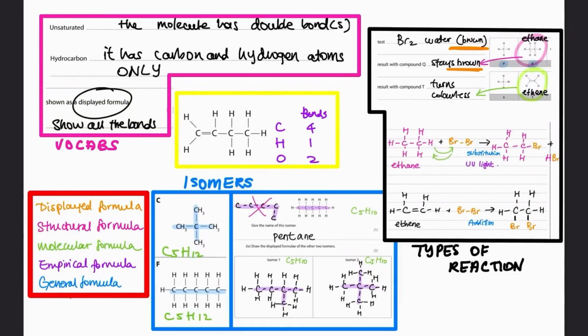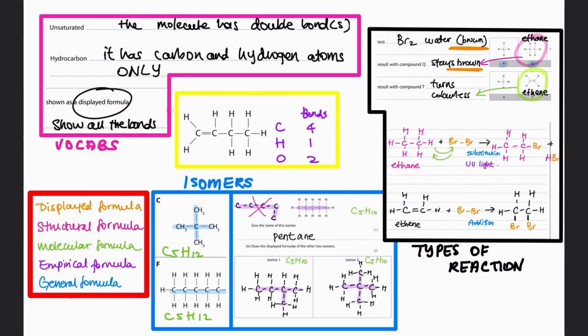Okay, so the best part of the video, which is a 1-page recap. Let's go. Pink box definitions, unsaturated, keywords, double bond, hydrocarbon, keywords, carbon and hydrogen atoms only. Displayed formula is when you see all the bonds. And speaking of displayed formula, the yellow box shows you a displayed formula of butene.